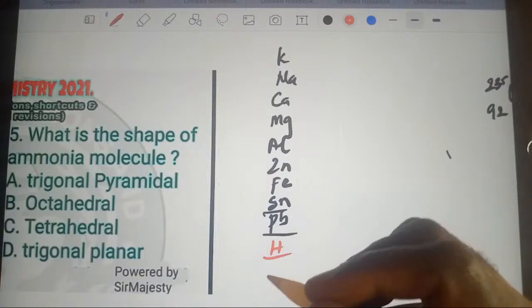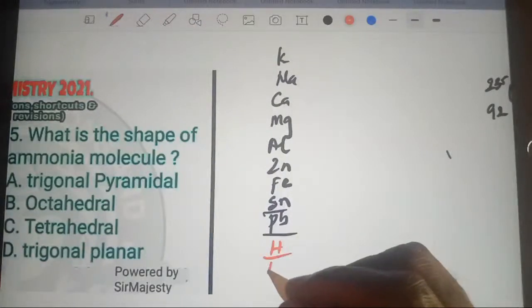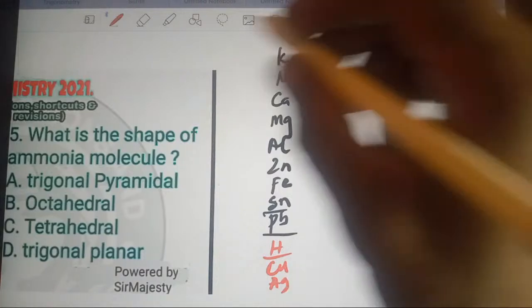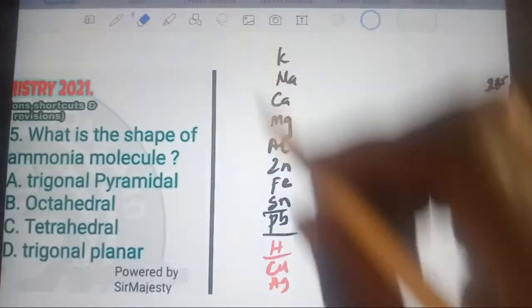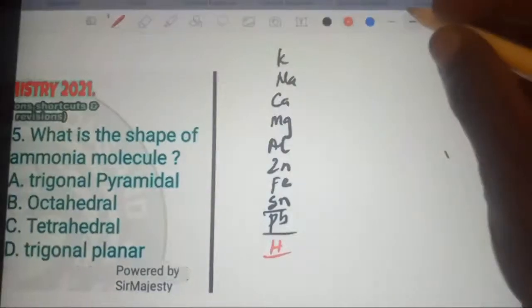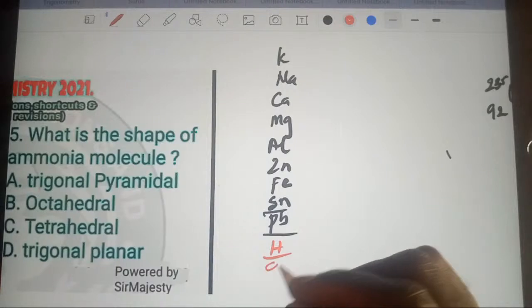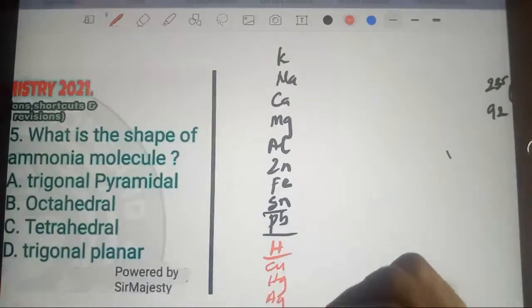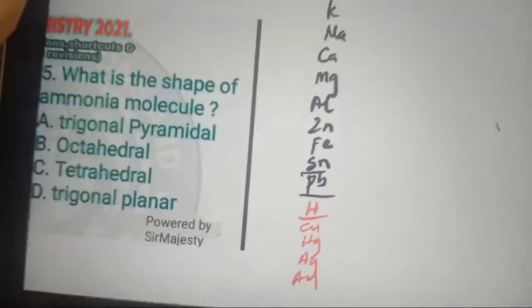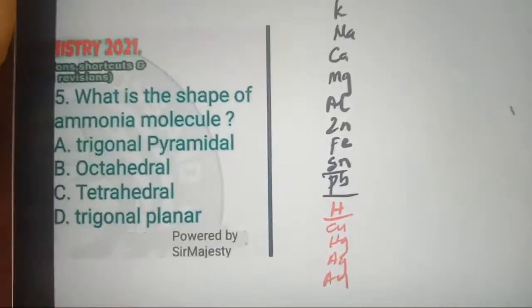After hydrogen we have copper, then mercury, then silver, and gold. So this is the activity series of metals actually.